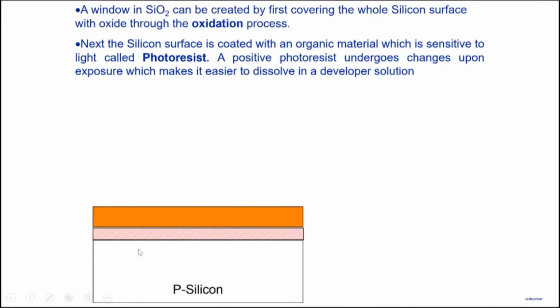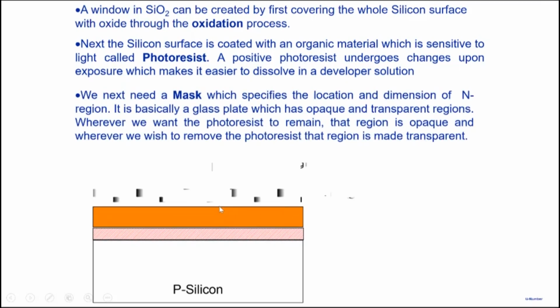So photoresist is put, let's say, in the form of a solution, and you can drop the solution and then take the silicon substrate and spin it at high speed so that the solution covers the entire surface of the silicon wafer here.